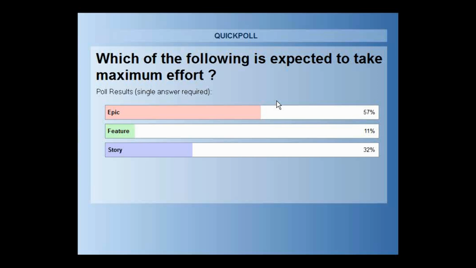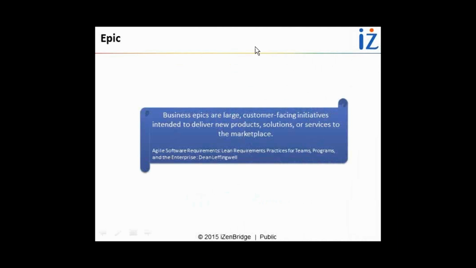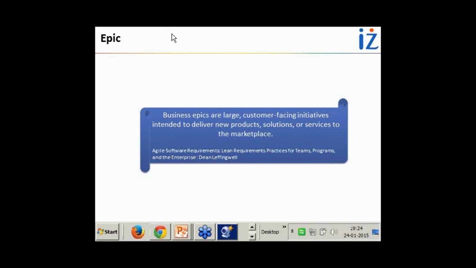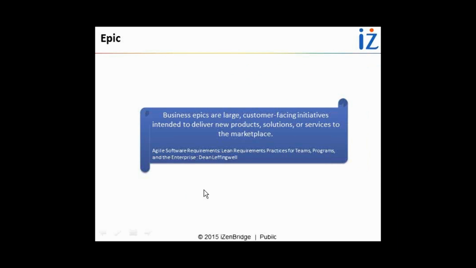The idea of this particular poll was which one is the biggest initiative. So the big initiative is Epic. One Epic is big. Story is small. So now let's get into the details of Epic. What are these Epic, Features, and Stories all about? How we define Epic is that business epics are large customer-facing initiatives. They are intended to deliver a new product, solution, or service to the marketplace.